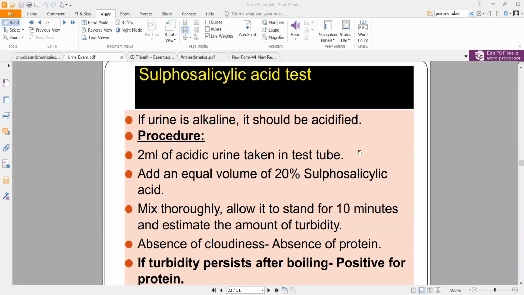You take 2 ml of acidic urine, and to that you add 20% sulfosalicylic acid, the same 2 ml. So when you mix both of them, if you allow it to stand for 10 minutes, you will get a little bit of turbidity.